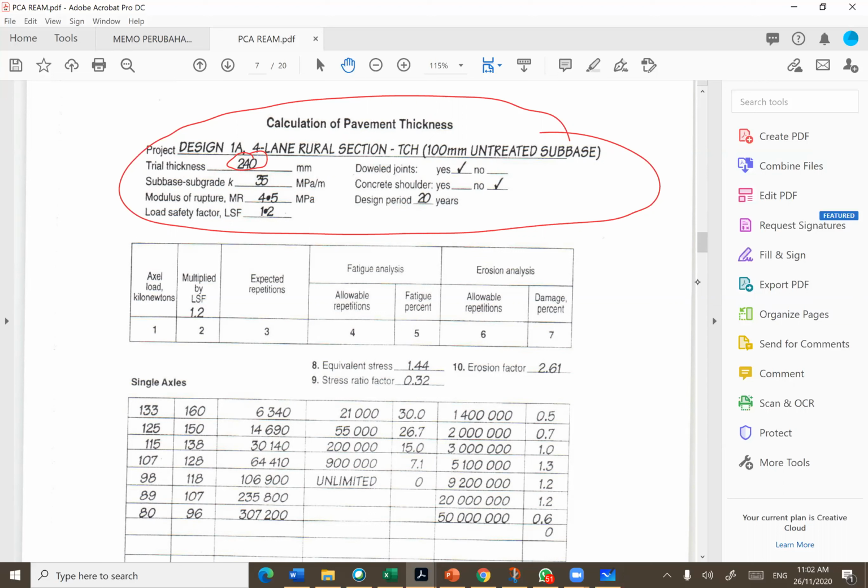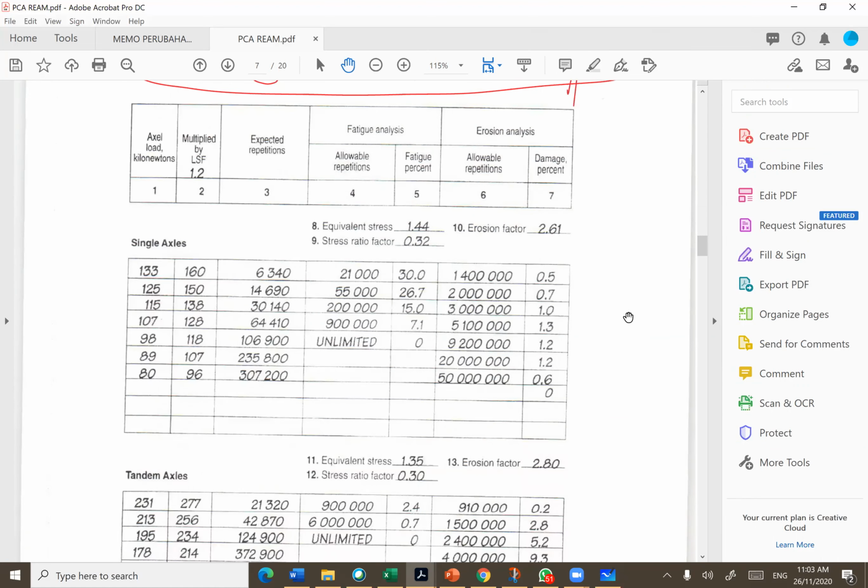It's also given the k value. The k value of the subgrade is 35 MPa per meter, and the modulus of rupture for that particular concrete is 4.5. The load safety factor is 1.2, because I assume that it is a high-volume type of road. They are going to use dowel joints, and they will not use concrete shoulder. The design period is 20 years. So you fill up all the information.